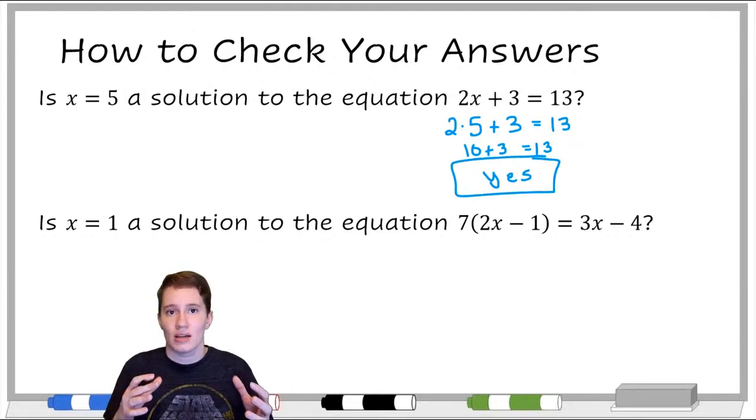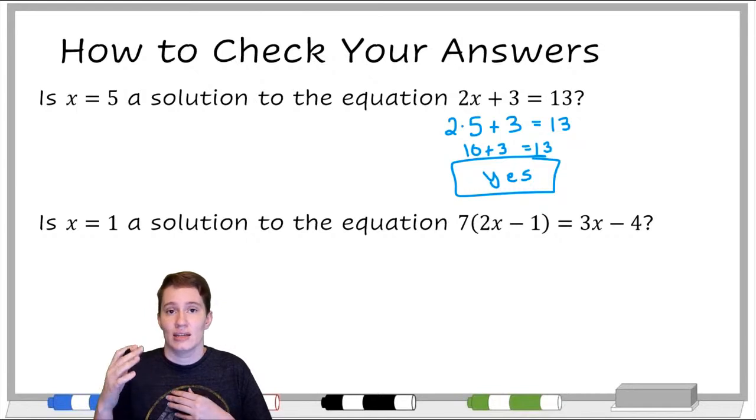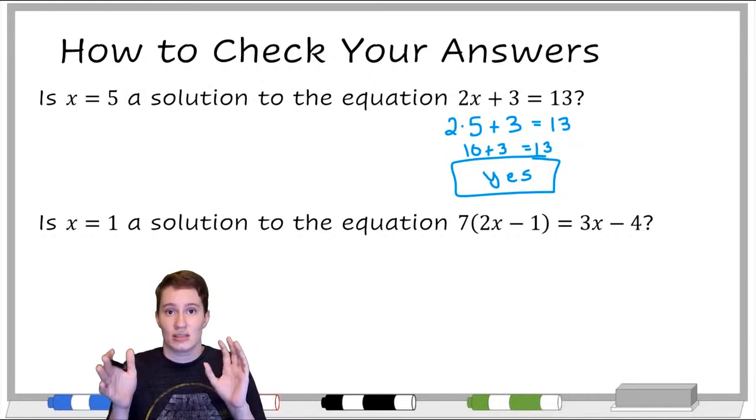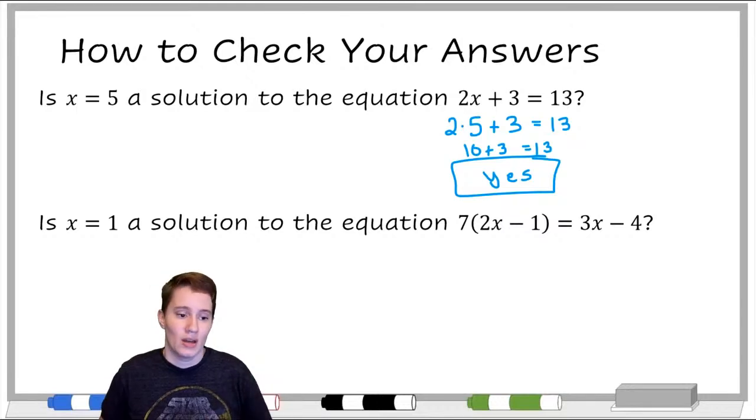If we work it out and it's not something that gives us an equality, then that would mean that that is not an answer. So if you do solve an equation and decide to check it and what you get doesn't work out, you need to go back and see if you can find your mistake.